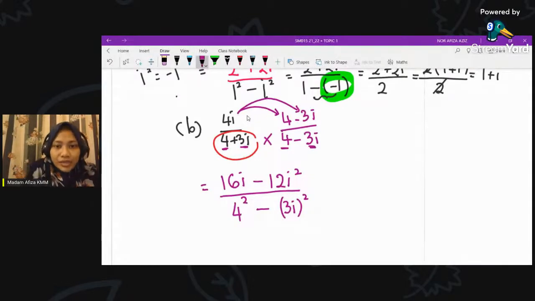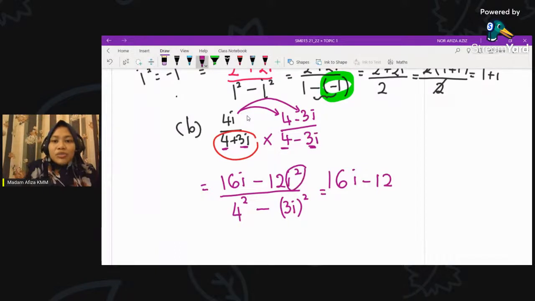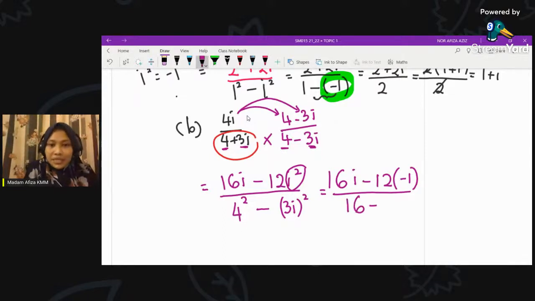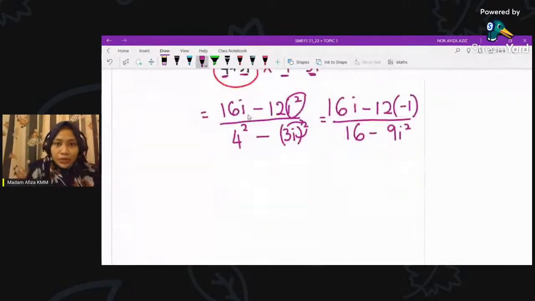Let us try to simplify this. The numerator will become 16i minus 12. And then here we have i squared, which means negative 1. Over, then we have 16 minus. Remember the first number is 3, so 3 squared is 9. Then we have i squared, like this.